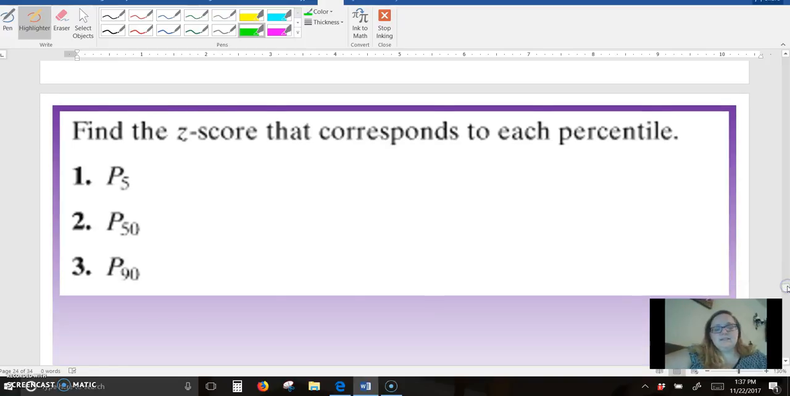All right, I want to talk about these kinds of problems. So a z-score that corresponds to each percentile. For example, a school wants to only accept the top 5% of ACT scores. Or a study wants to be done on the middle 50% of the data of persons that fall within this data, so that there's no super big outliers.